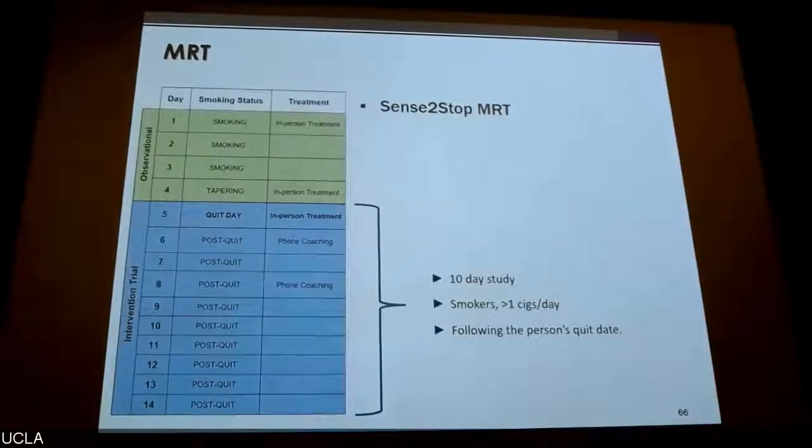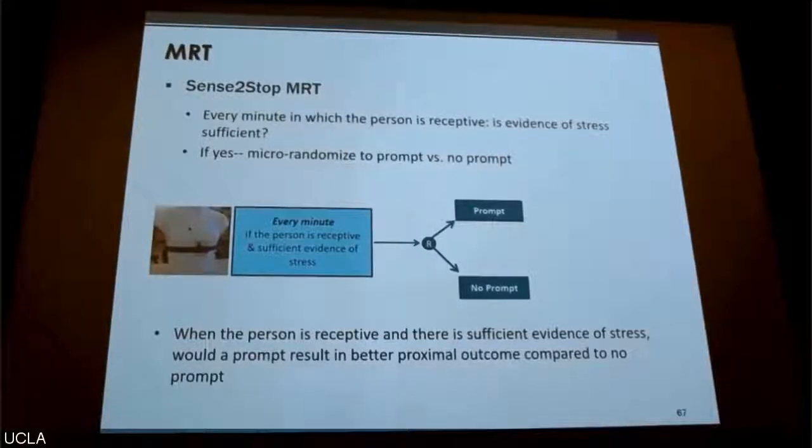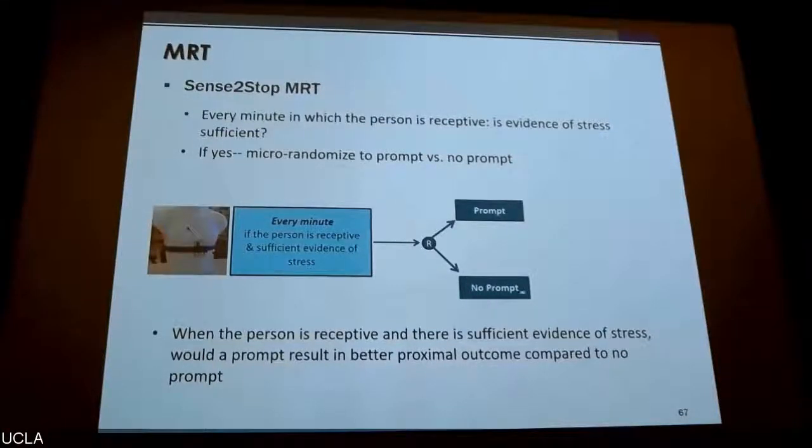To answer this question, we can conduct a micro-randomized trial. This is, again, loosely based on Sense2Stop, MRT. It's a 10-day study with smokers attempting to quit. The micro-randomization starts at the person's quit date, right? And in this trial, they're wearing AutoSense, which monitors their physiology continuously. AutoSense classifies every given minute in terms of whether there's sufficient evidence of stress. If, at every given minute, the person is receptive and there's sufficient evidence of stress, we randomize to a prompt versus no prompt.